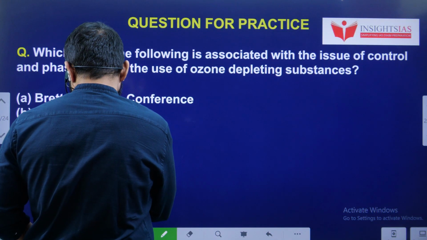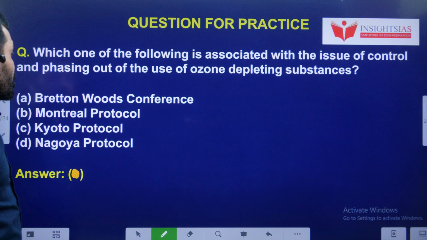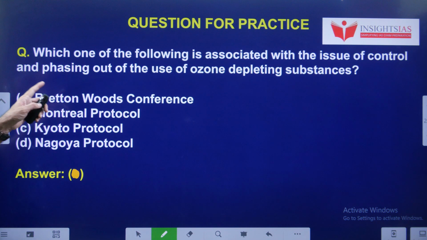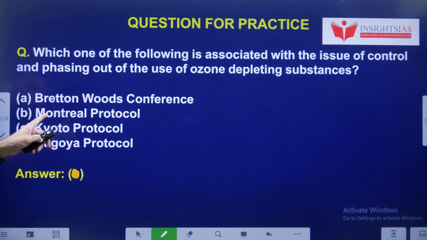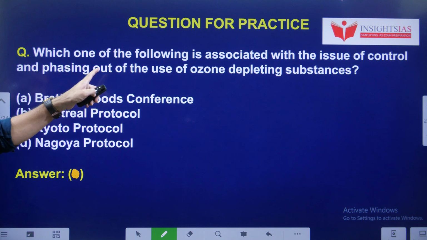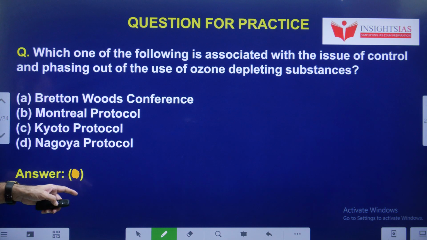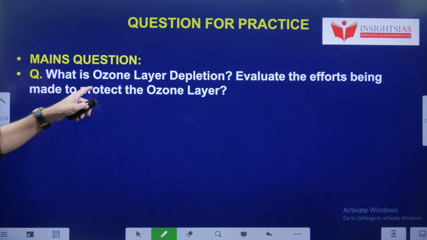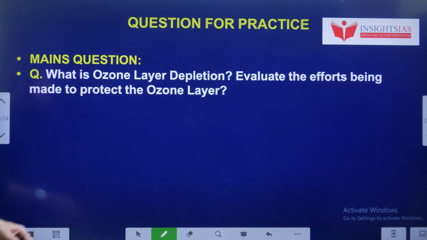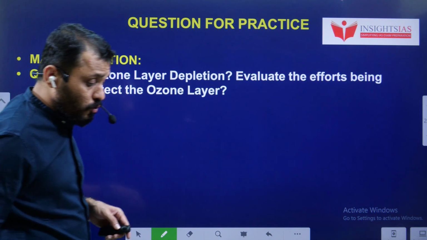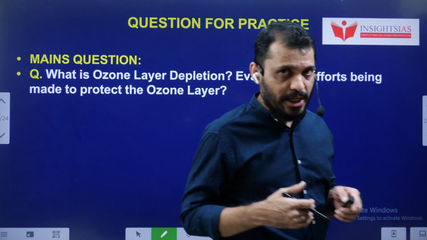Now let's see today's MCQ. Which one of the following is associated with the issue of control and phasing out of the use of ozone depleting substances? Which protocol is related to this controlling and phasing out of ozone depleting substances? Out of these four, which one is true? Mains question: What is ozone layer depletion, and evaluate the efforts being made to protect the ozone layer. That means you have to know various international conventions related to it.